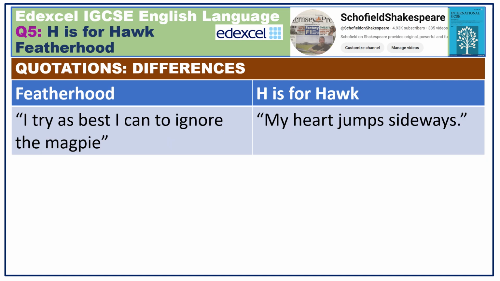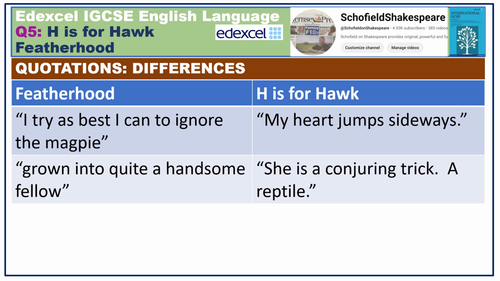In Featherhood, the narrator is initially not that interested in the magpie. In contrast, the narrator in H is for Hawk is enormously excited and keen to enlist the hawk in her battle against grief following the death of her father. Another difference is that Featherhood follows the time period of 2 weeks in which the magpie grows and evolves. In contrast, the extract from H is for Hawk spans the space of a few minutes. This means that with the latter, there is only space for initial powerful impressions. We don't know how or whether the relationship between human and bird will develop.